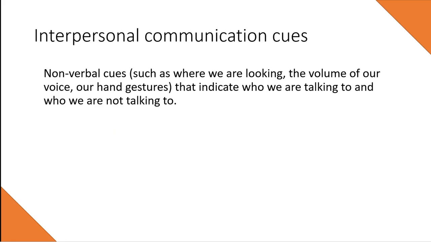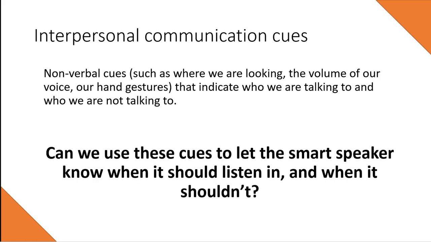Little nonverbal cues, such as where we are looking, the volume of our voice, or hand gestures, communicate who we are talking to and who we are not talking to. And so this begs the question, if smart speakers could pick up on some of these cues, could they tell when they're being addressed? Can smart speakers leverage these cues to know when they are being talked to, and only unmute the sensitive microphone then?